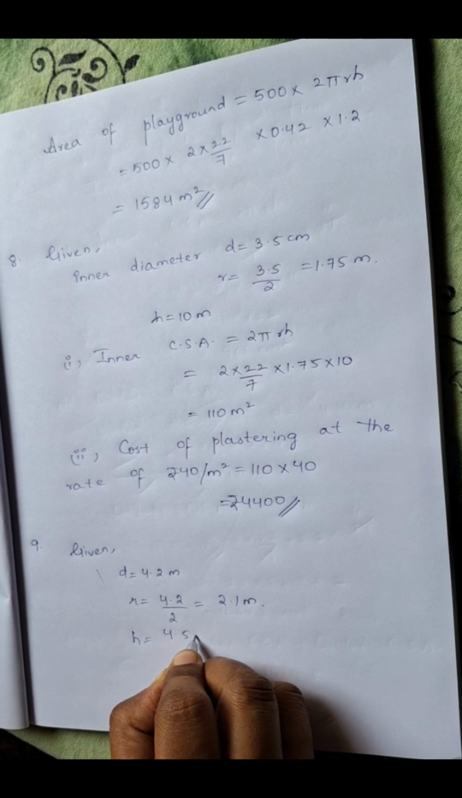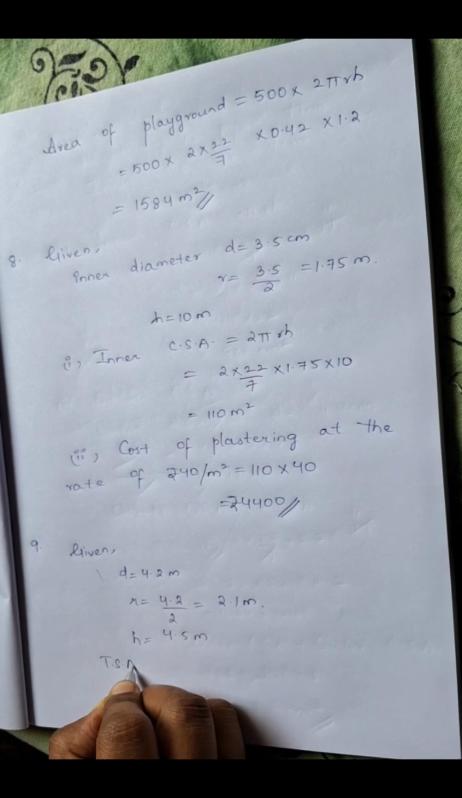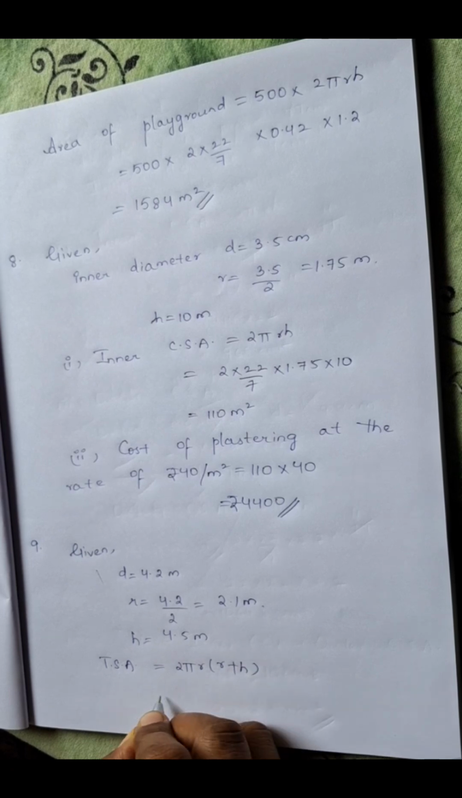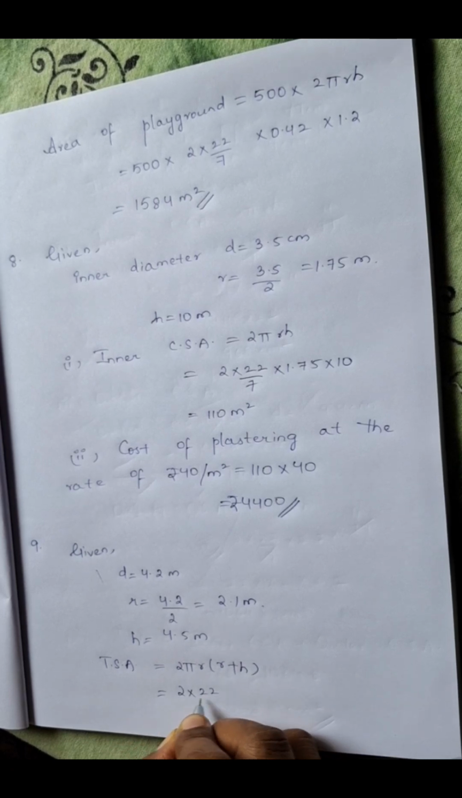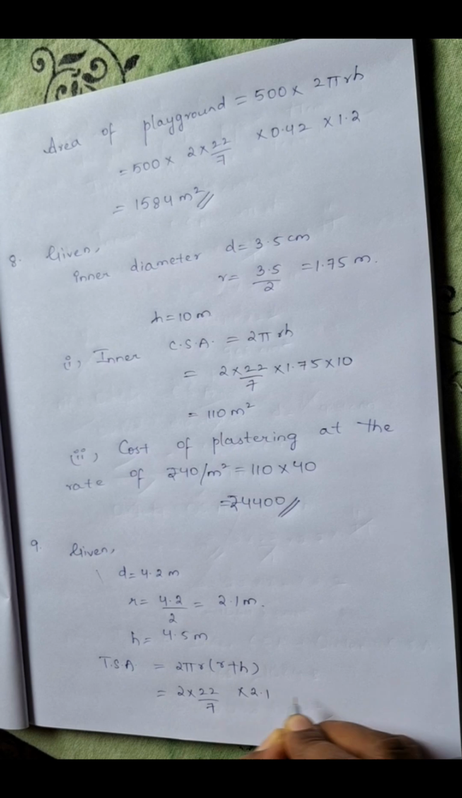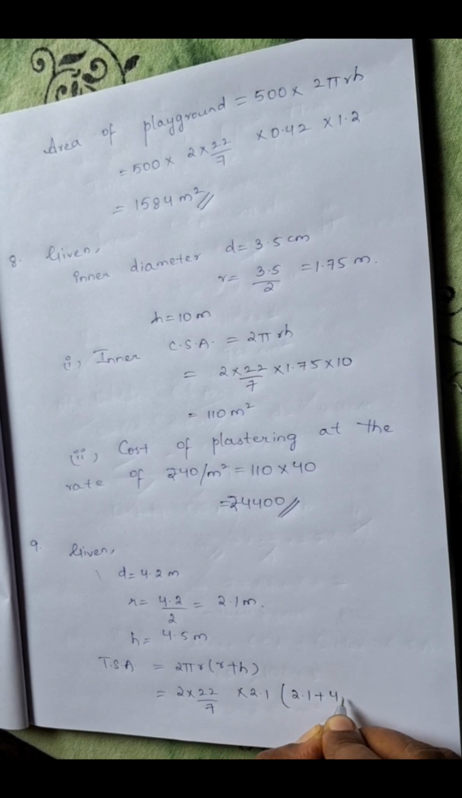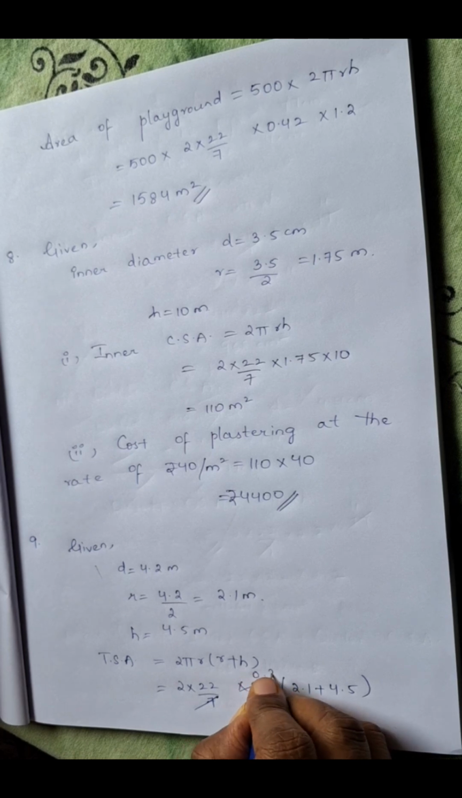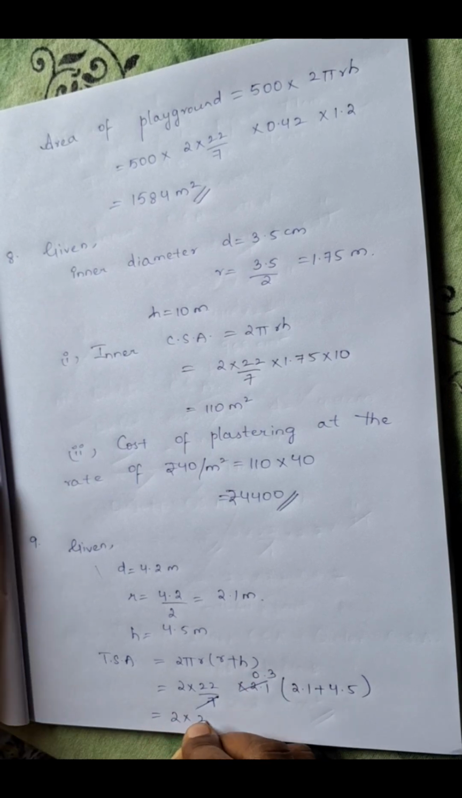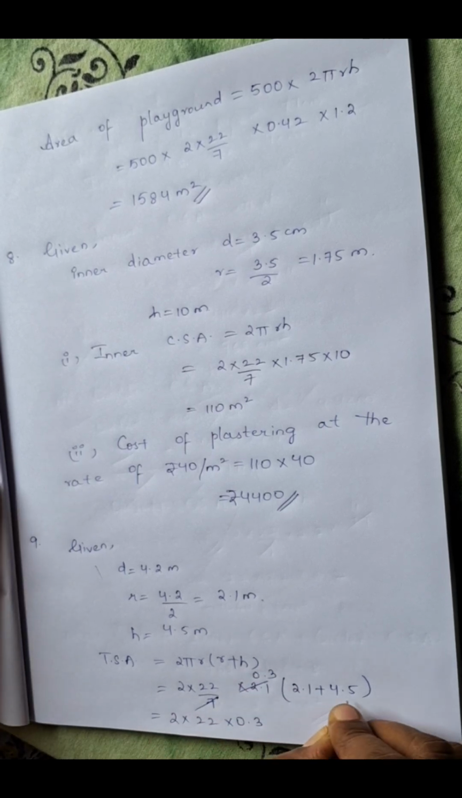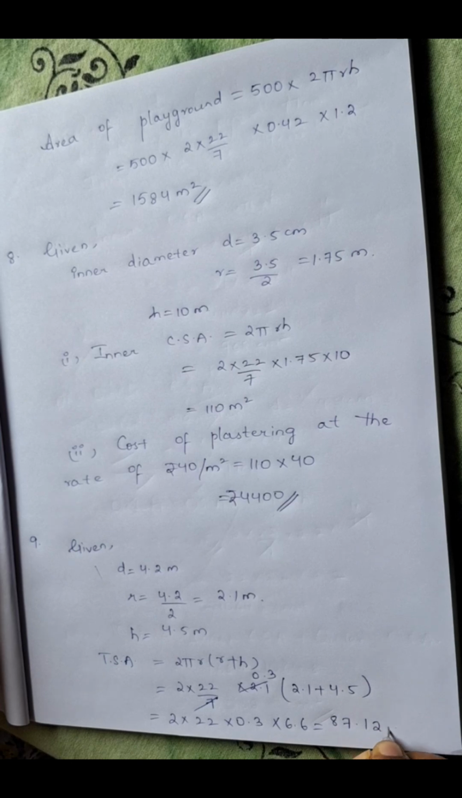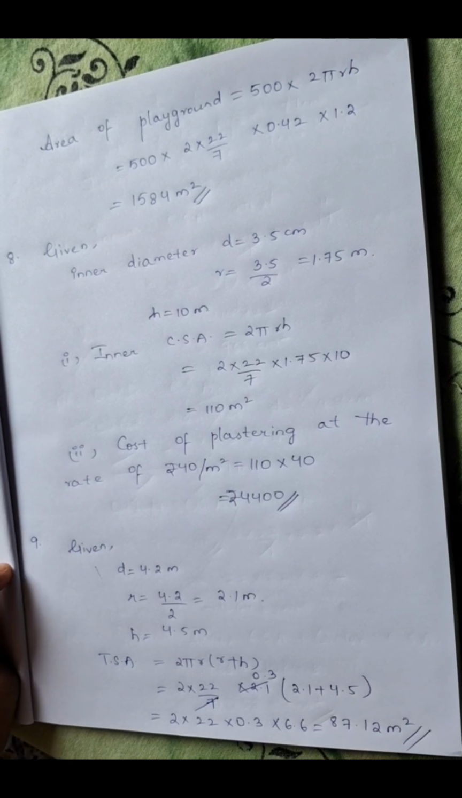Height is how much they have given? Height is 4.5 meters. So the total surface area of the tank will be, by the formula, 2πr(r + h). So this will be equal to 2 into 22 by 7, r is 2.1, again 2.1 plus 4.5. If we calculate all these terms, 7 ones are 7, 7 threes are 21. So this will be 2 into 22 into 0.3, and 2.1 plus 4.5 will be 6.6. If you multiply all these terms, it will be 87.12 meters square. So this will be your answer.